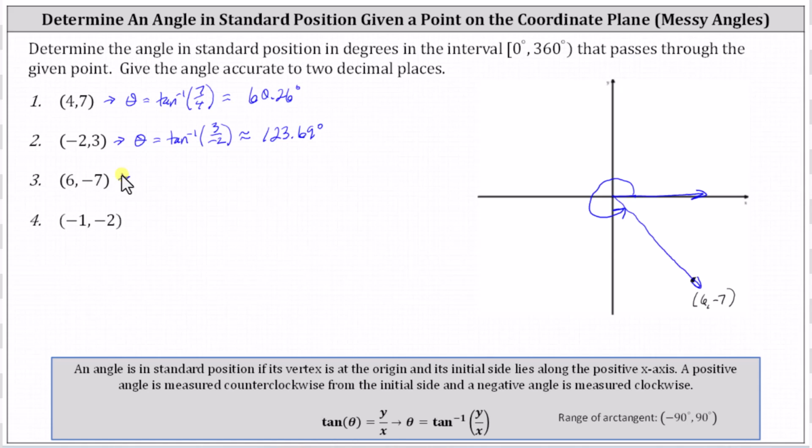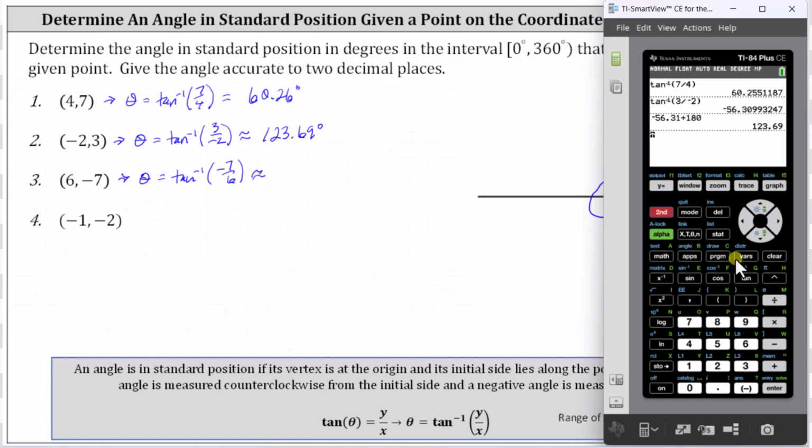We also know the angle theta is equal to inverse tangent of -7 divided by 6. And now I go back to the calculator. Second tangent for inverse tangent, -7 divided by 6, close parenthesis, and enter. Once again, notice how the calculator is giving us approximately -49.40 as the angle, which is not the angle we want because while it is in the 4th quadrant, it's not in the given interval.